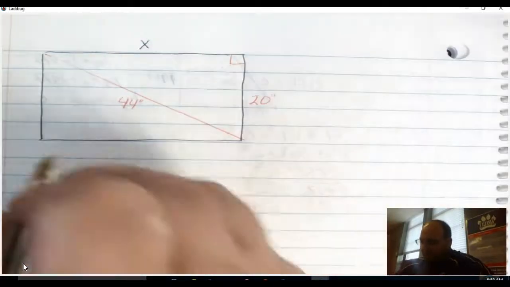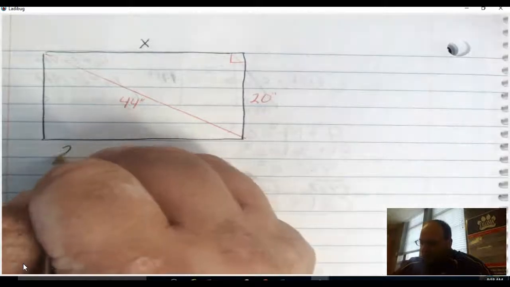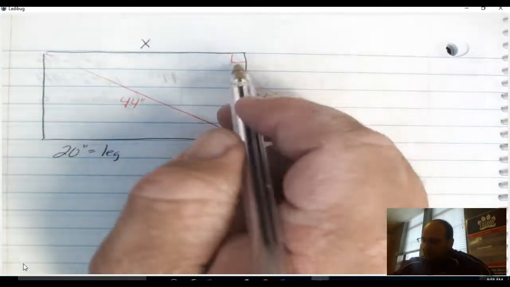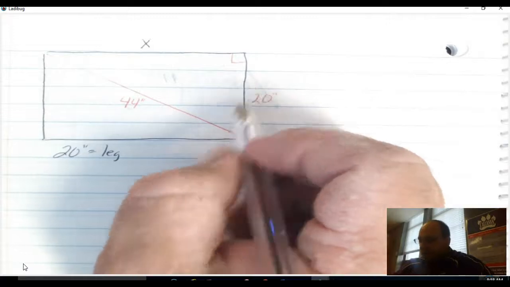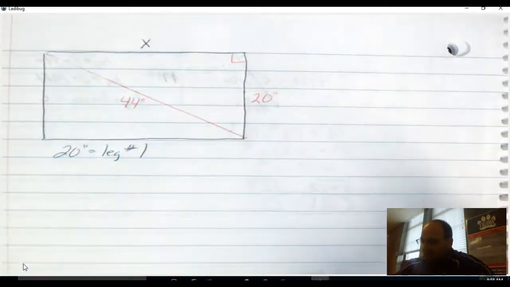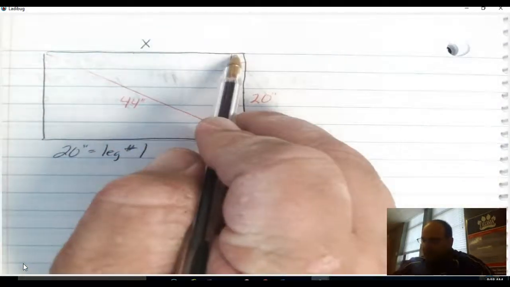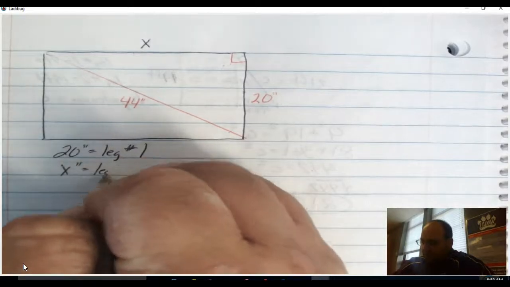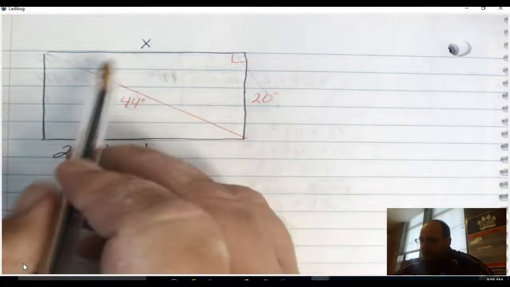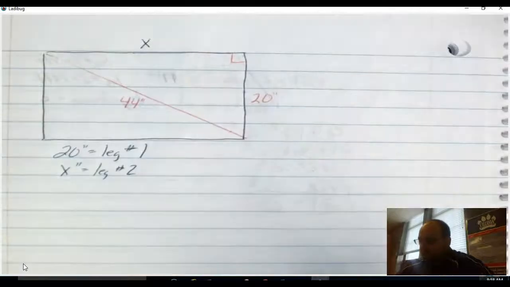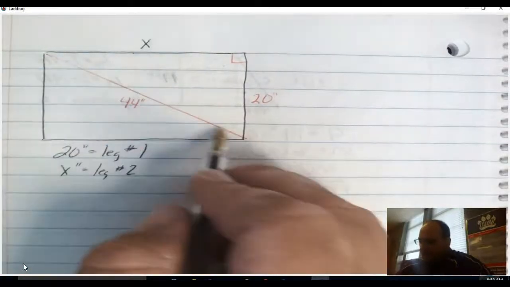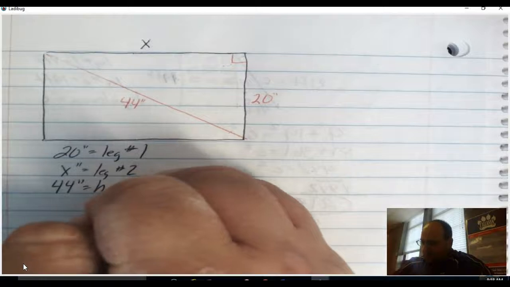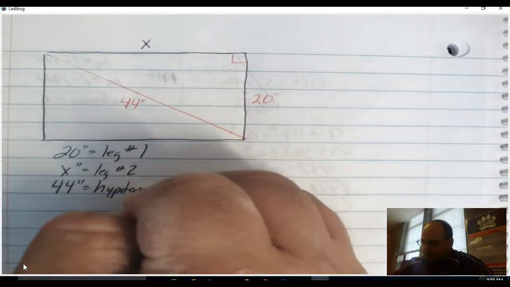So the first thing I need to identify is whether 20 is a leg or a hypotenuse. 20 inches is a leg because it's part of what makes up the 90-degree angle. So I'm going to call that leg number 1. X makes up the other part of the right angle, so x is going to be my leg number 2. The diagonal line here, this 44, that's my hypotenuse. So 44 inches is the hypotenuse.